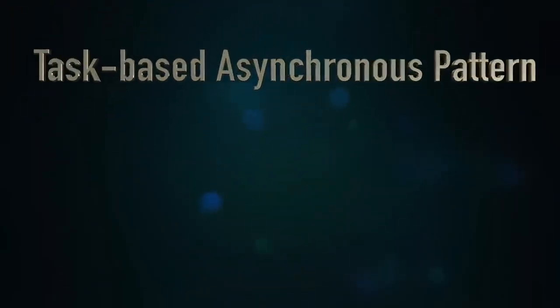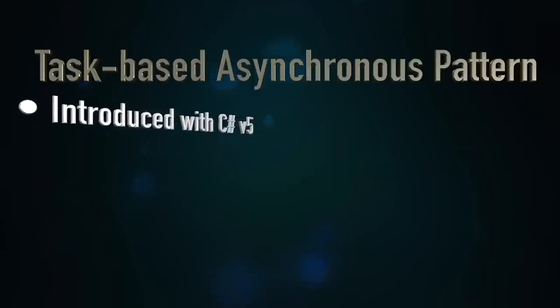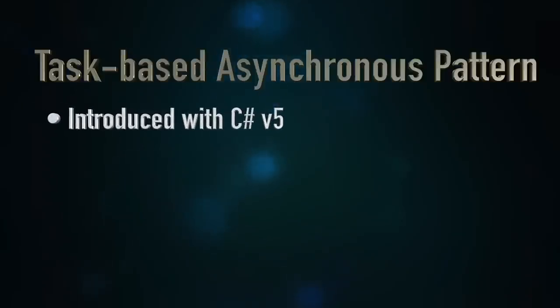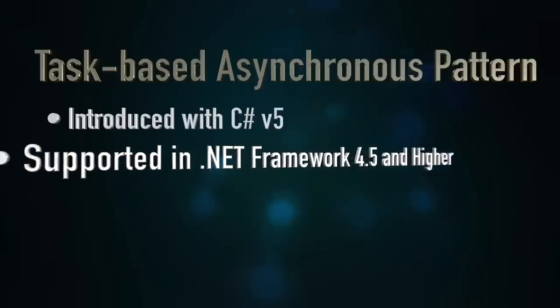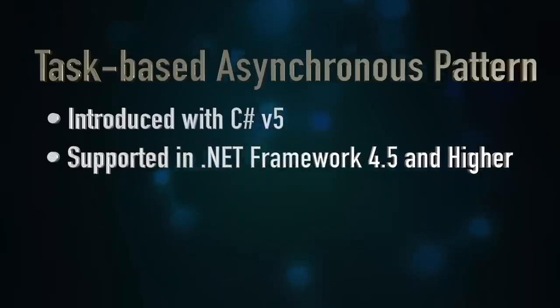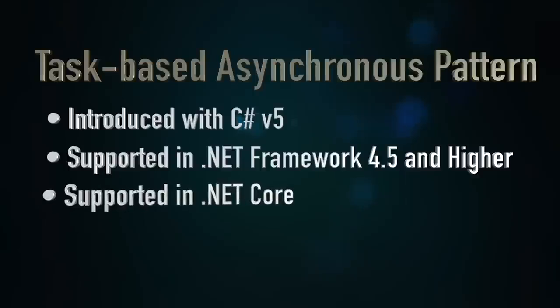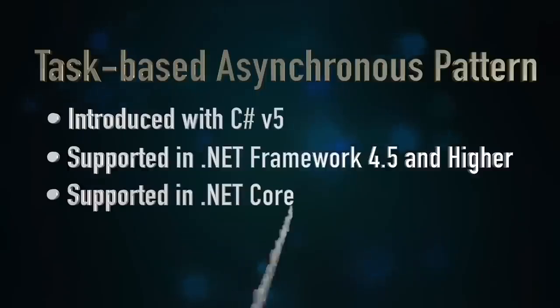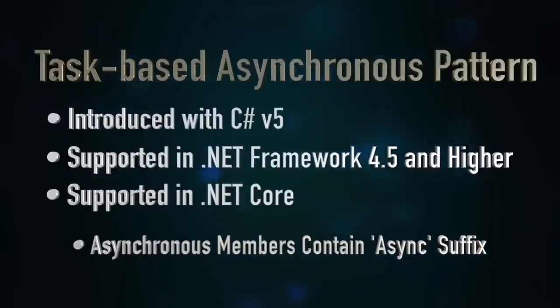Right, so TAP, or Task-Based Asynchronous Pattern, is the recommended design pattern for creating asynchronous behavior for new development. C# version 5 produced a simplified approach to asynchronous programming that leverages asynchronous support in the .NET Framework 4.5 and higher, .NET Core, and the Windows runtime. .NET Framework 4.5 or higher and .NET Core contain many members that work with async and await. These members can be identified by their names, which contain an async suffix.